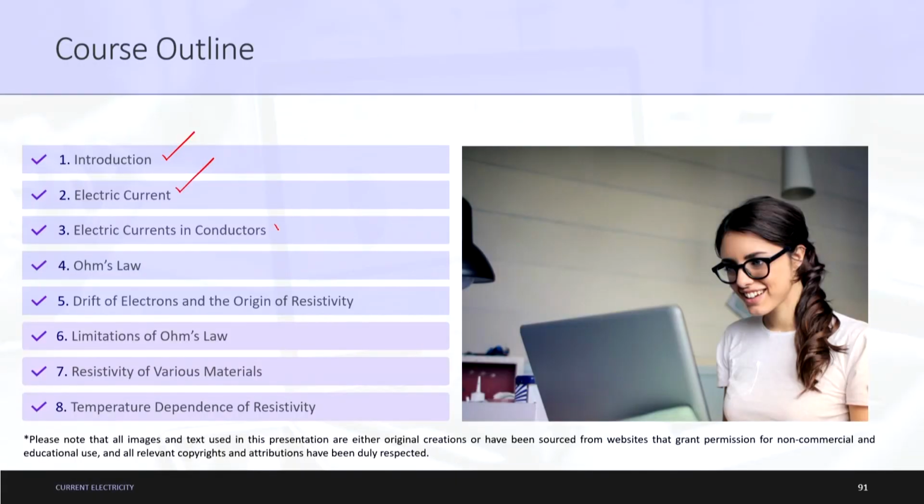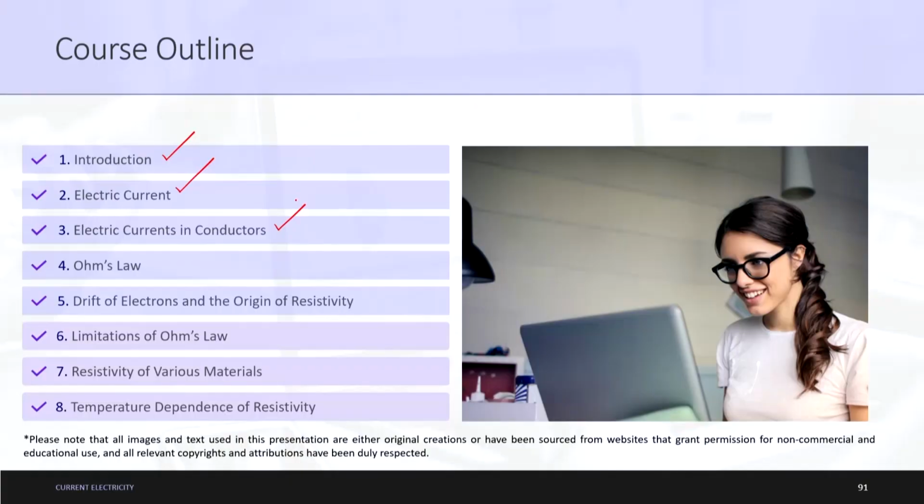In electric current in conductors, we understood the difference in the material of conductors, semiconductors and insulators. If the electric charges are very free to move, then it is called a conductor, and as the capacity of these electric charges to move freely reduces, the material changes to semiconductors and finally to insulators. These things were understood in the third point.